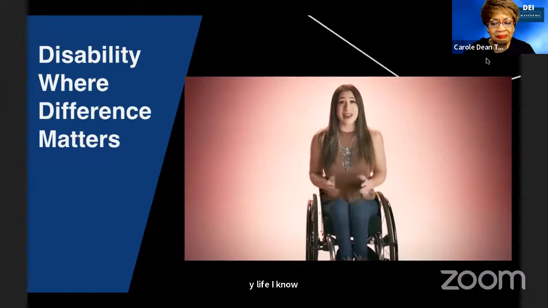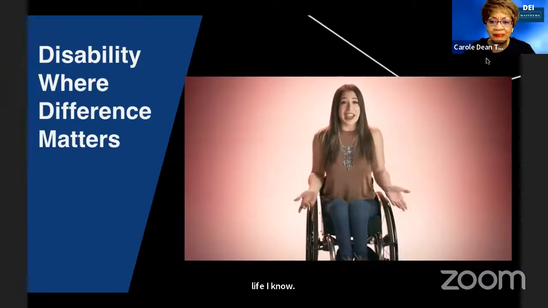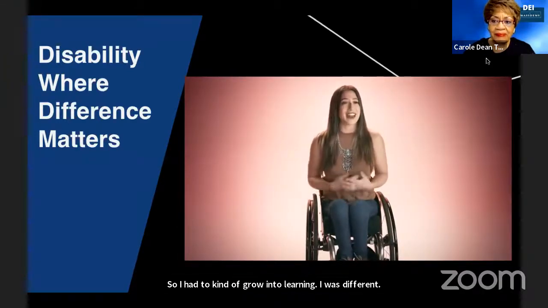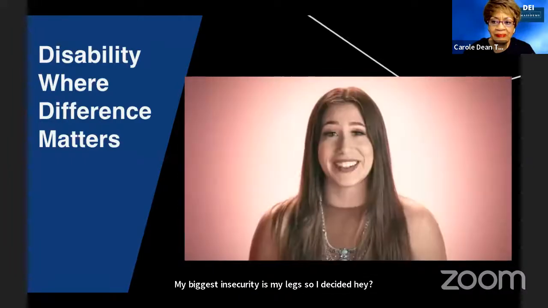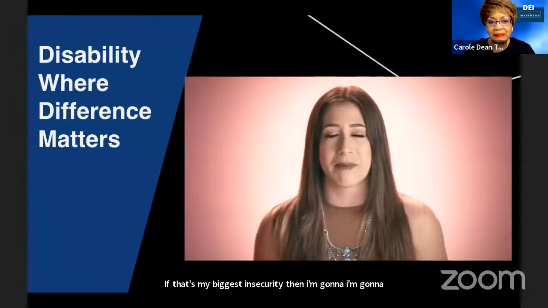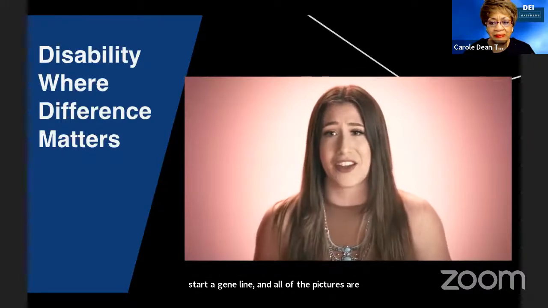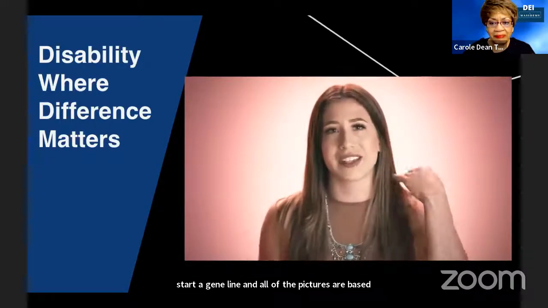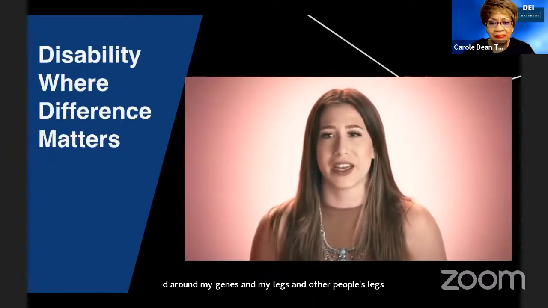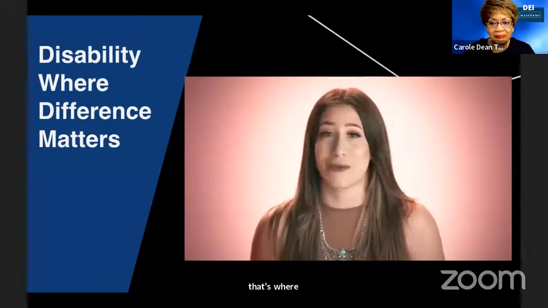My biggest insecurity is my legs. So I decided, hey, if that's my biggest insecurity, then I'm gonna start a jean line. And all of the pictures are based around my jeans and my legs and other people's legs. And that's where I realized that it's okay to be different. Because once you embrace it, your entire world changes.